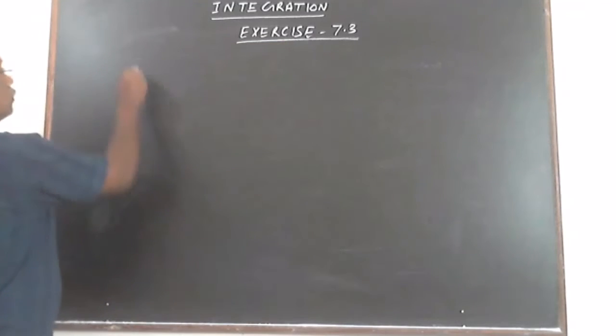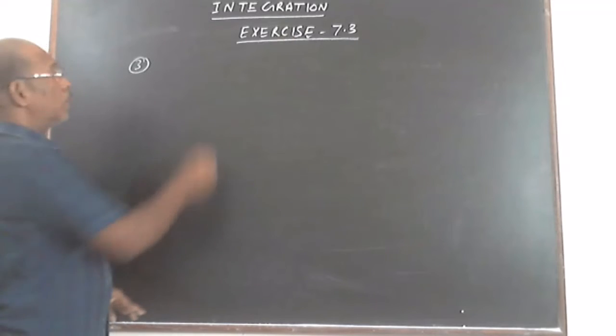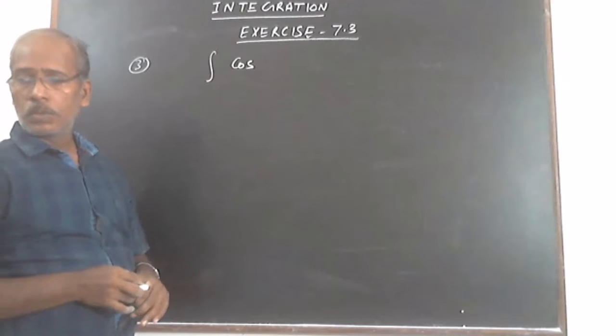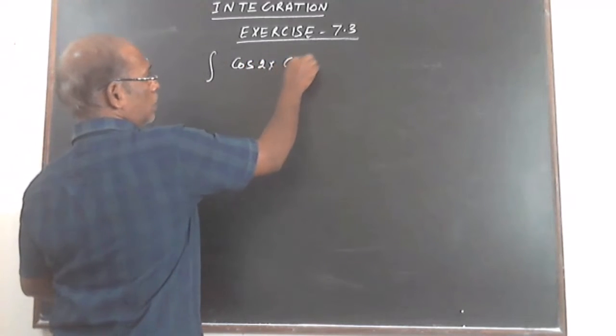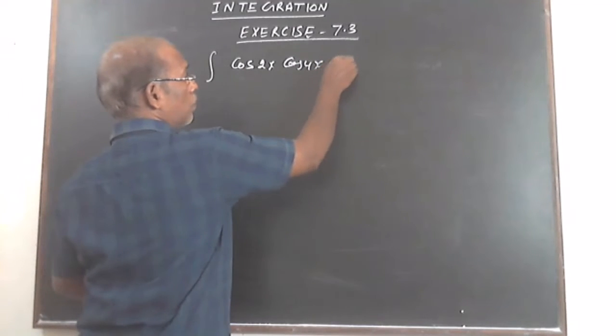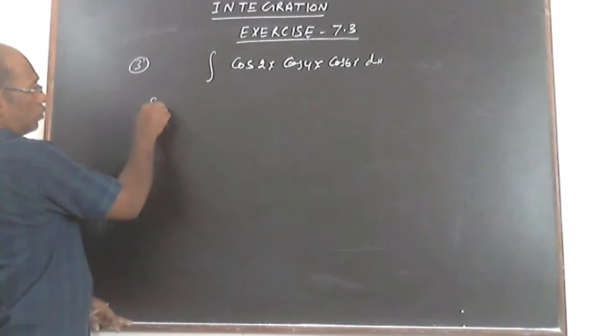And the third question of the same exercise 7.3: integral of cos 2x cos 4x cos 6x dx. Solution.